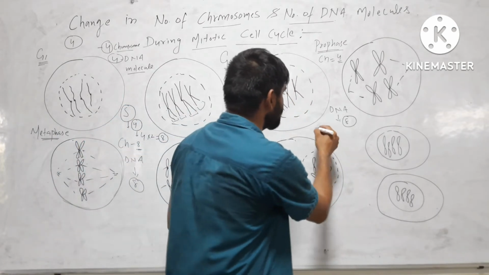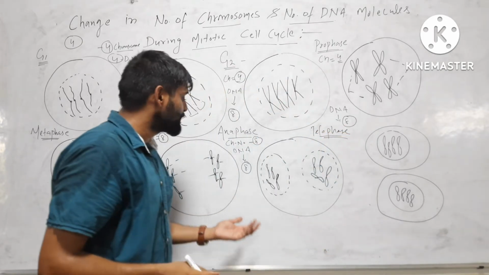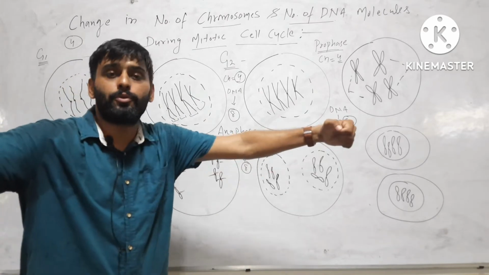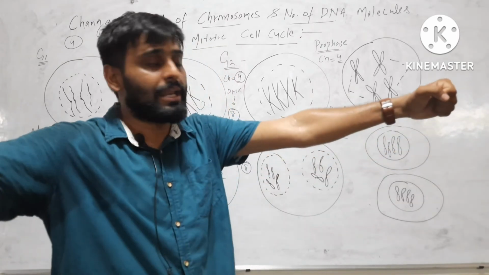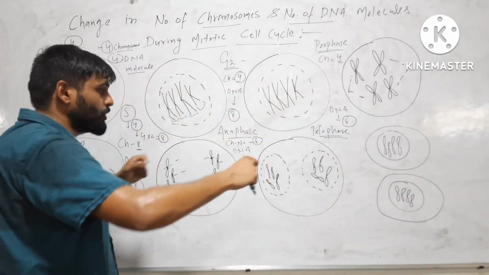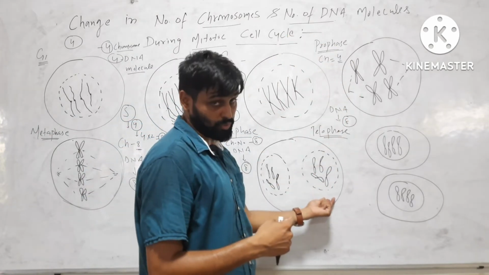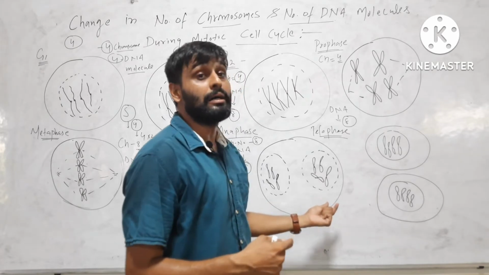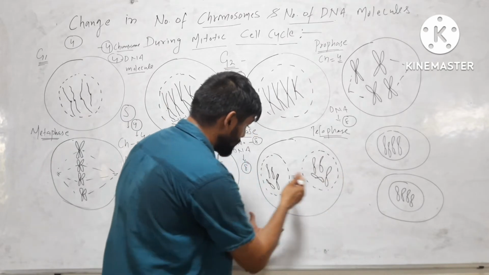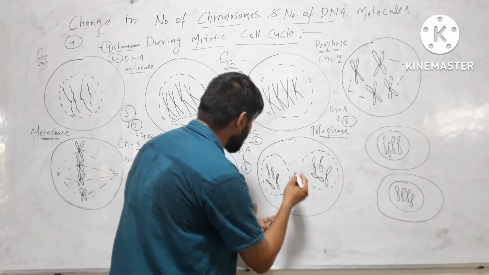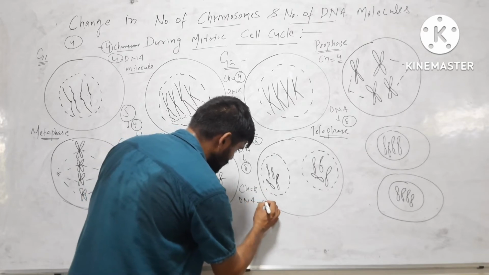Now coming to the next phase, that is telophase. In telophase, chromosomes will reach the opposite pole. The detached chromosomes of anaphase will reach the opposite pole and nuclear membrane starts developing around both groups of chromosomes. So here in that case, chromosome number is also 8, DNA molecule is also 8.